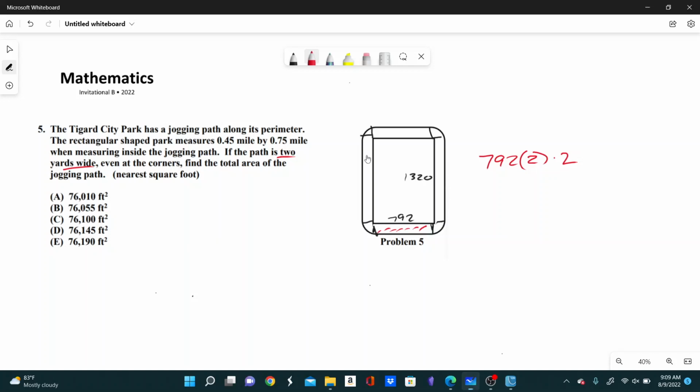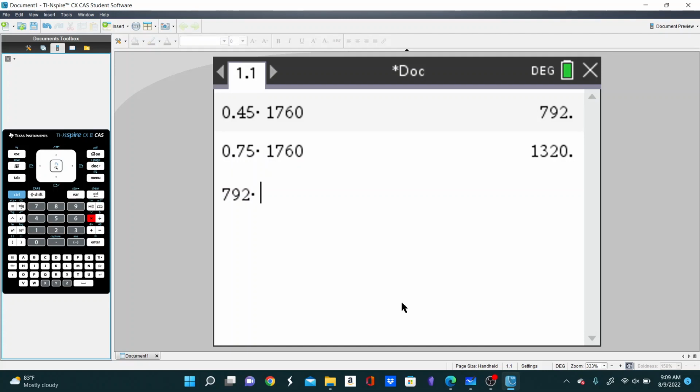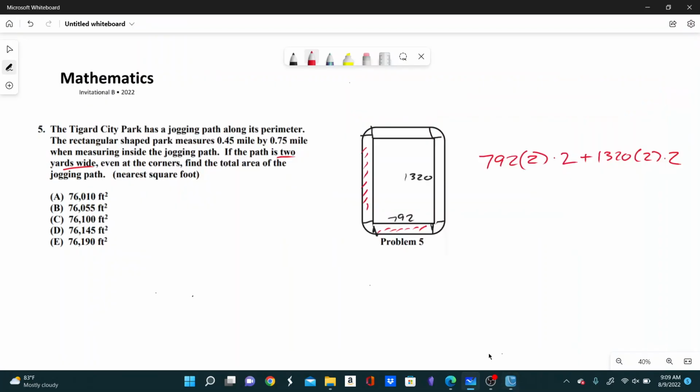And then on the sides, on these bits, there's lengths of 1,320 by 2, and there's also 2 of those. So 1,320 times 2 times 2. So altogether, that is 792 times 4 plus 1,320 times 4 is 8,448 square yards. 8,448 square yards. But then we've left out a little bit.